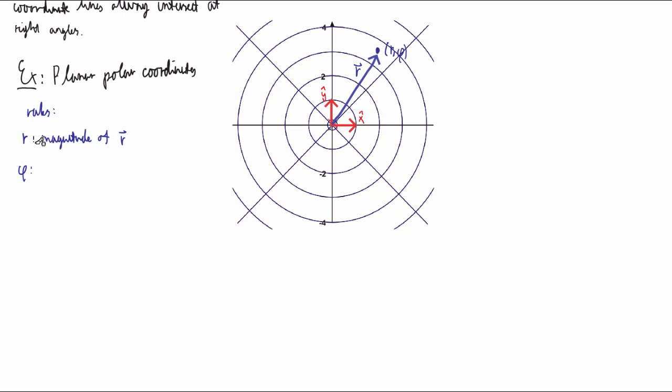And phi is the counterclockwise angle from the positive x-axis, rather from the x-hat unit vector. So this is phi right there. Now, using the same frame, we can also define, of course, a Cartesian coordinate system that has the same origin as the polar coordinate system, and that means we can write down a transformation from Cartesian coordinates.